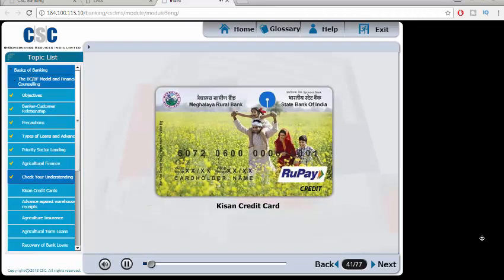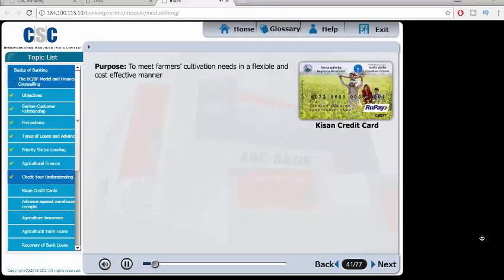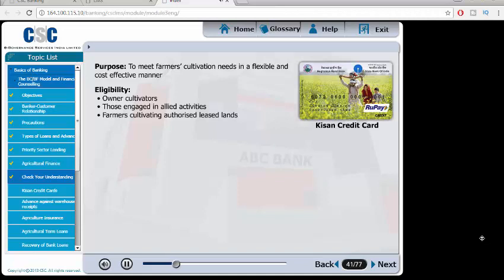Kisan credit cards are issued to farmers to meet their cultivation needs in a flexible and cost-effective manner. Owner cultivators or those engaged in allied activities are eligible for Kisan credit cards. Farmers cultivating authorized leased lands are also eligible. Credit limit is fixed based on the crops proposed to be raised and the area to be cultivated.